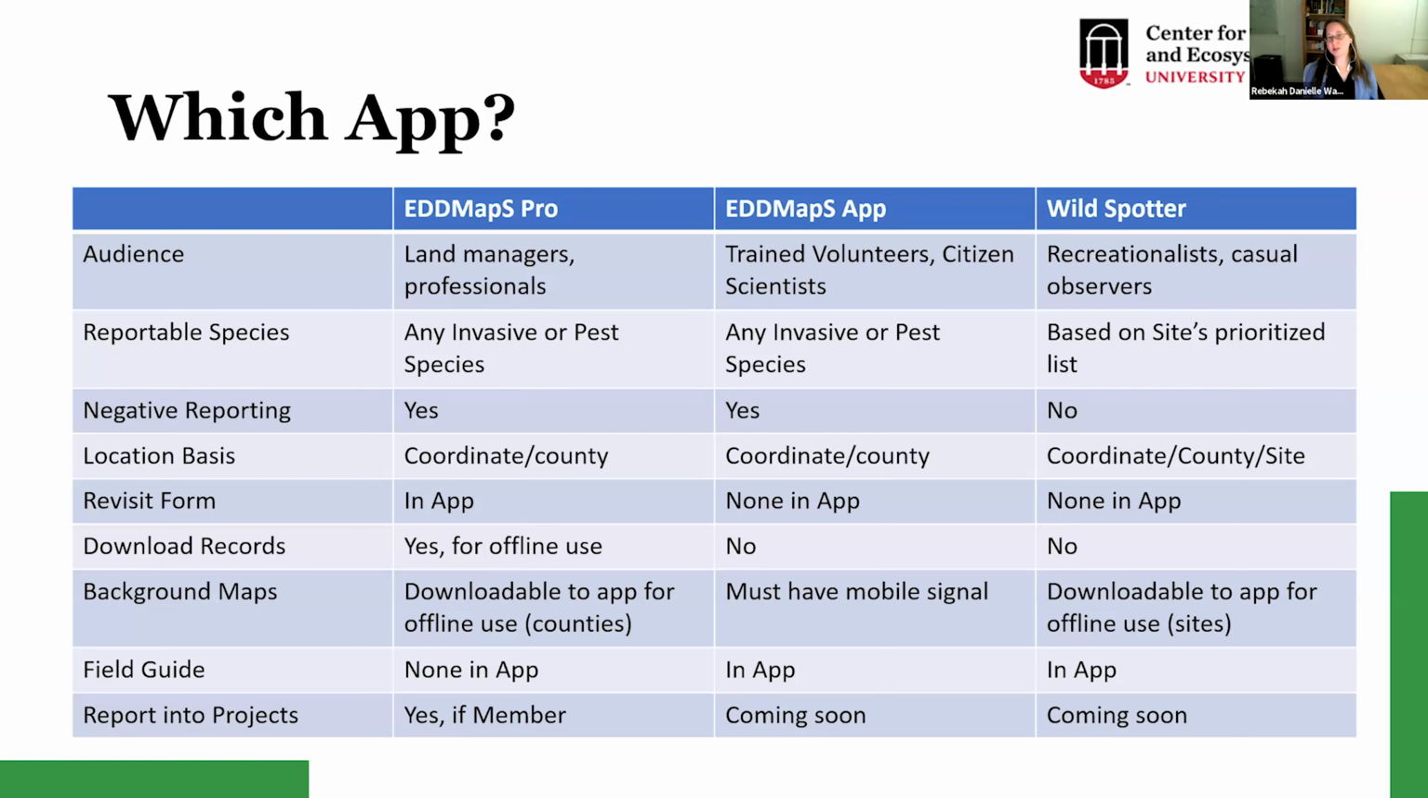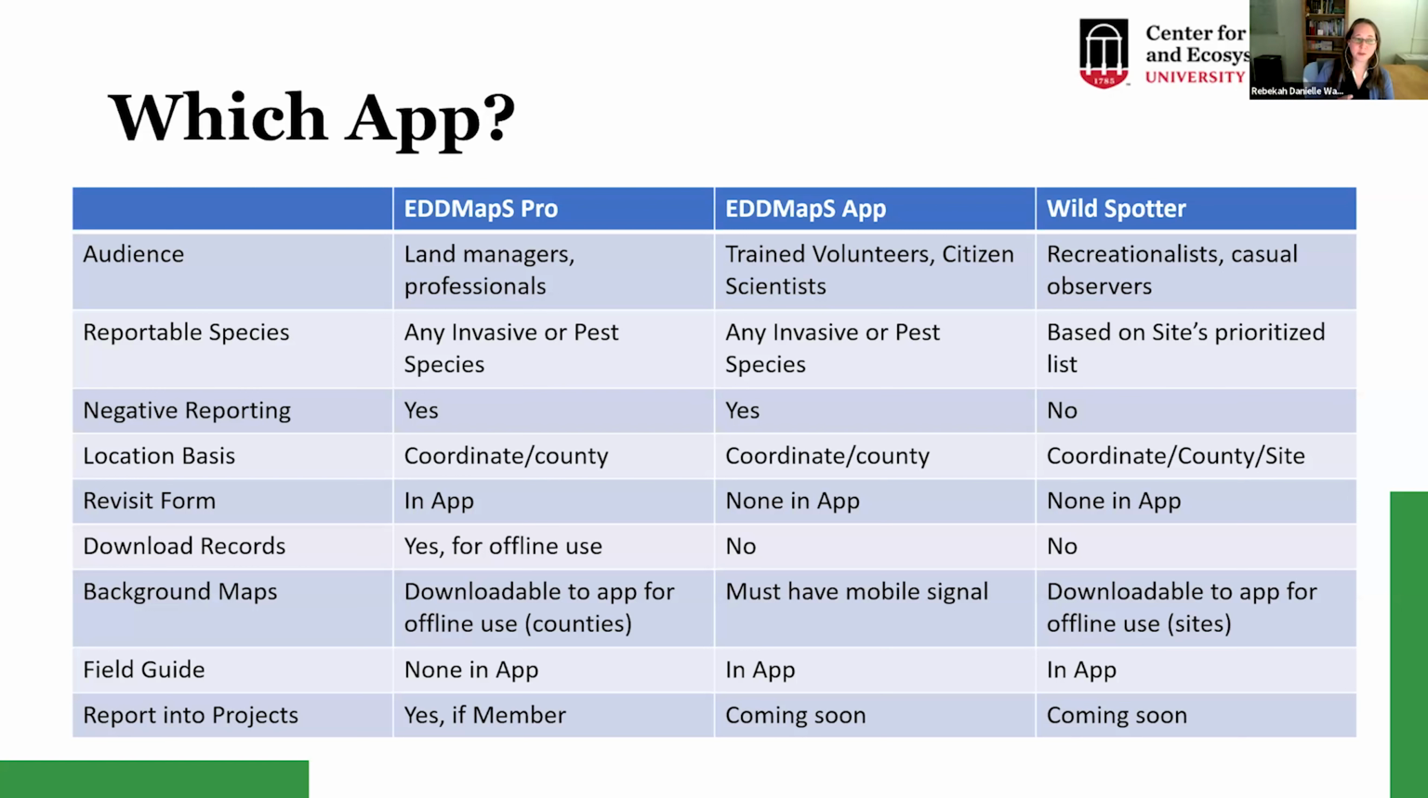And then you have Wild Spotter, which is going to be very site-based, very location-based. You're recruiting from people who are potentially only going to visit maybe once, or maybe just infrequently on an individual basis, but maybe you have a lot of people coming in as a whole. So you're going to try to pick species that these recreationalists and casual observers are going to be able to ID, as well as your EDRR type species.